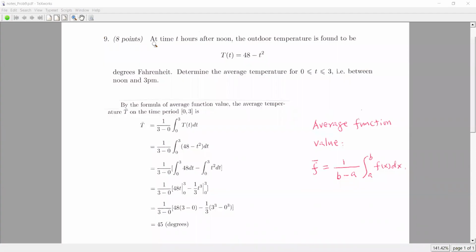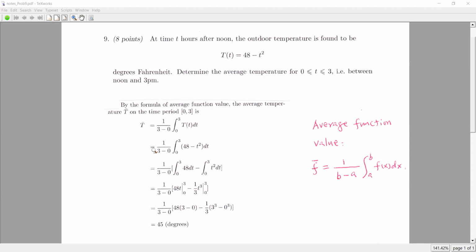Problem 9. At time t hours afternoon, the outdoor temperature is found to be this function. Determine the average temperature for time between 0 and 3, namely between noon and 3 p.m. By formula, the average temperature is this integral. Plug in 48 minus t squared in the function. Then I have this equation.